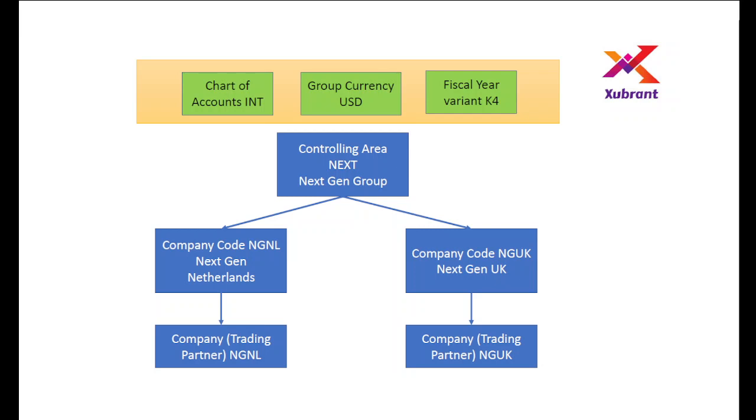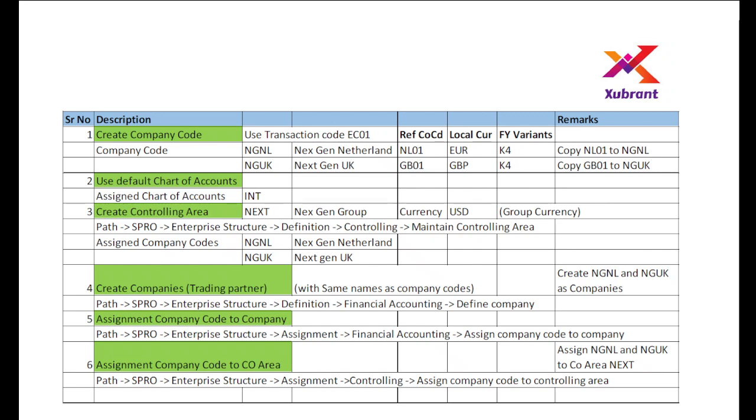The fiscal year variant we have used is K4, that is Jan to December. Now you must remember that the controlling area and all the company codes inside the controlling area must have the same fiscal year variant and must use the same chart of accounts. Otherwise, SAP will not allow you to proceed ahead. So this is the summary. I have given here the SPRO path also, where you can go and do the configuration. And in the video, we will see how to actually do this configuration.